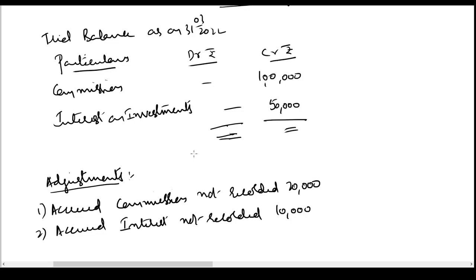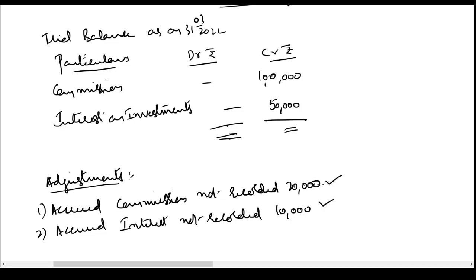So what these adjustments are saying is, during the year the business has earned some commission income which is not yet collected and it has not been recorded. Because it was not collected, the accountant, by oversight or by mistake, has not recorded this income. And accrued interest not recorded 10,000. So we have earned some interest income on my investments, but we have failed to recognize it in my books of account because it was not received in cash.